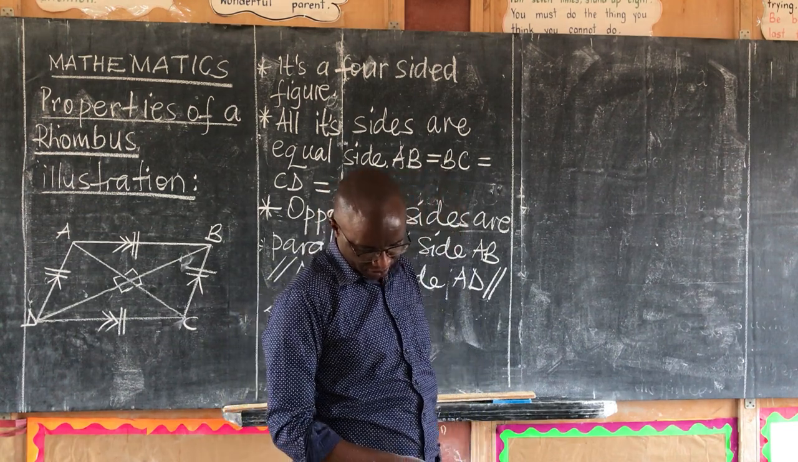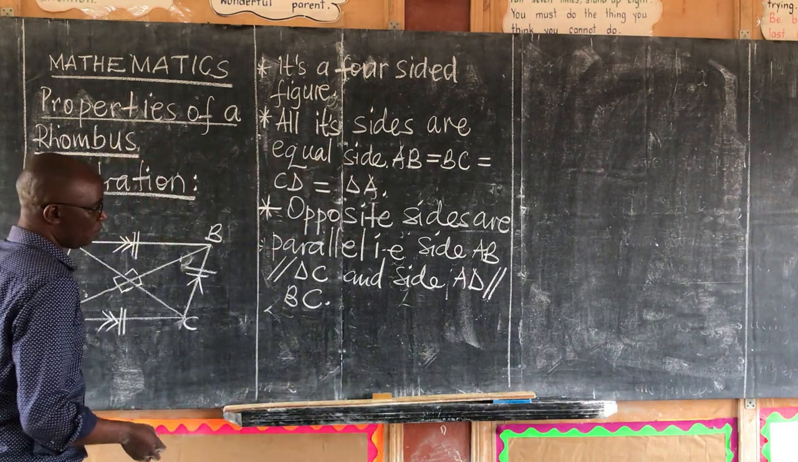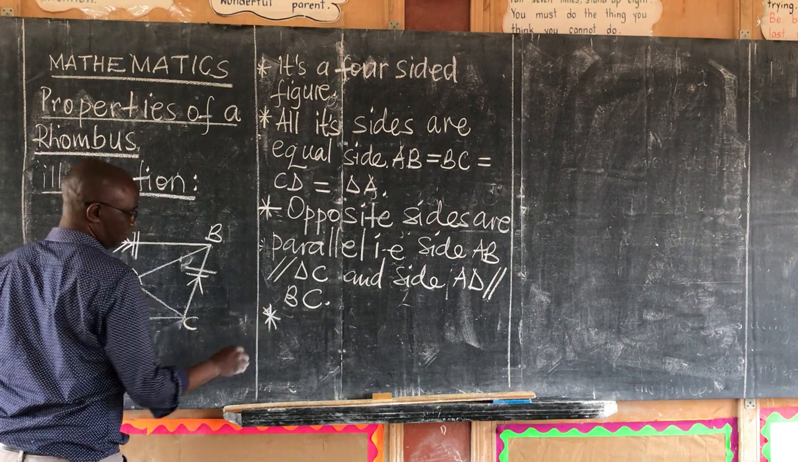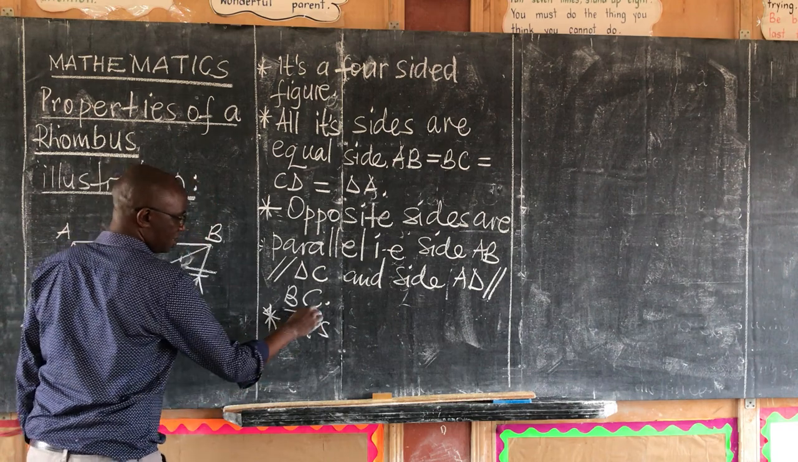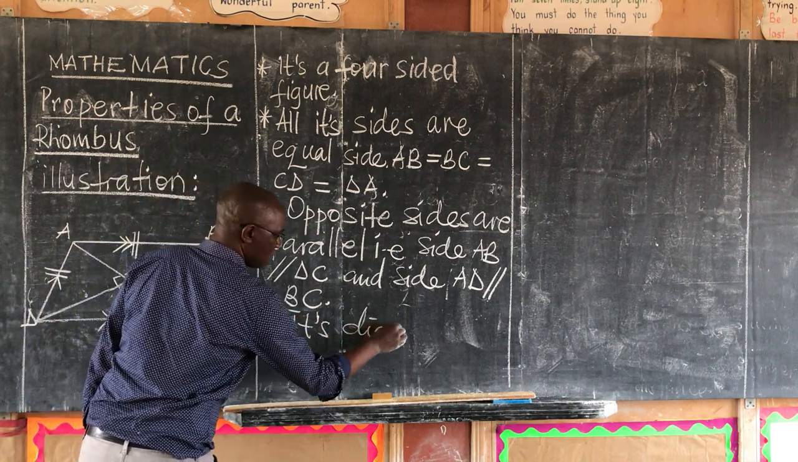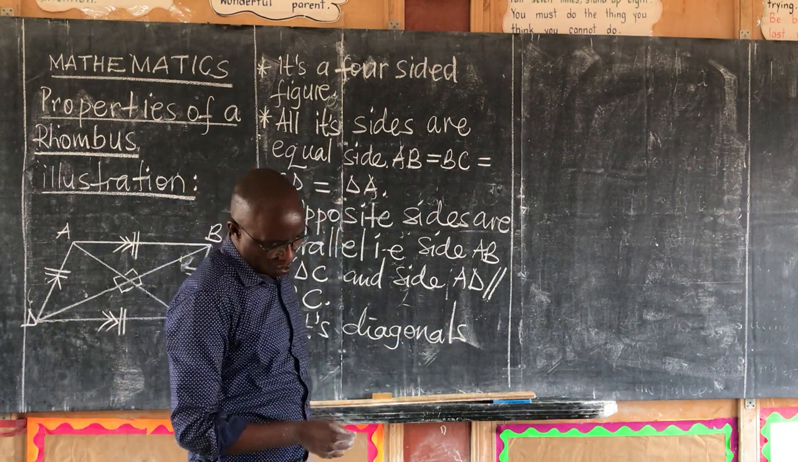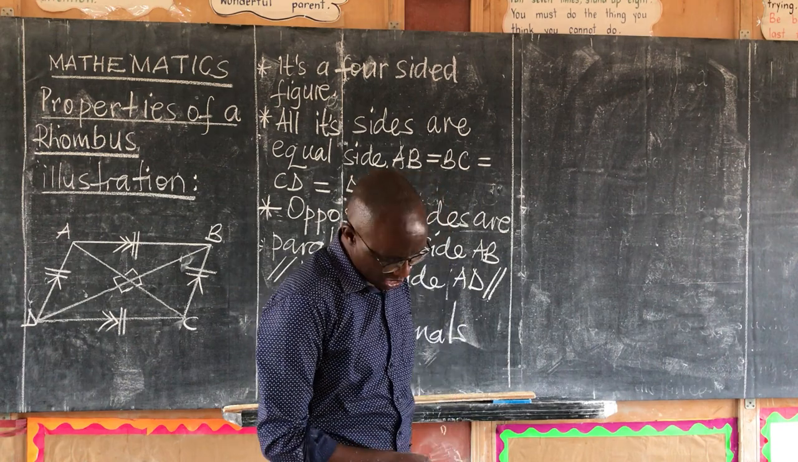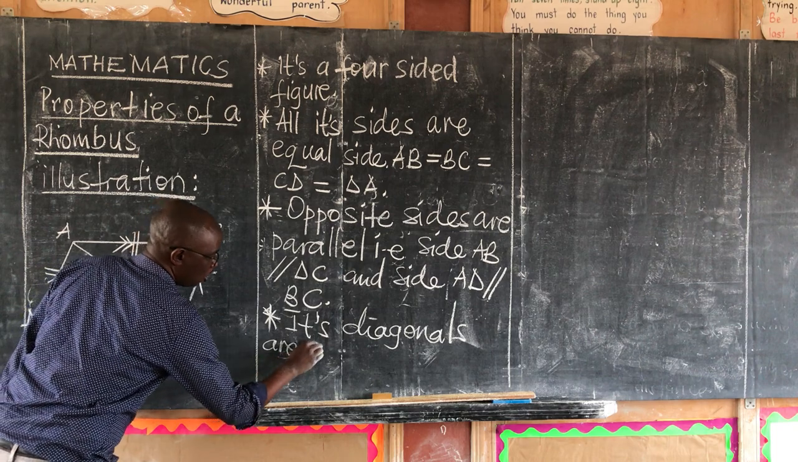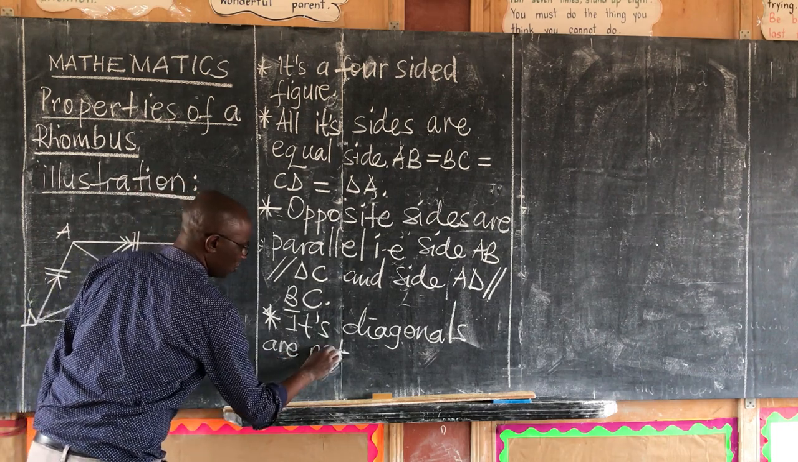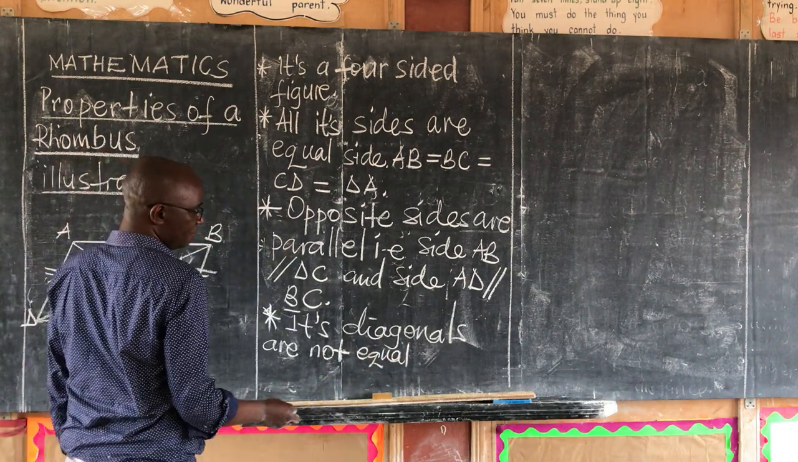Now we go to the diagonals. Its diagonals are not equal. Diagonals of a rhombus are not equal to each other.